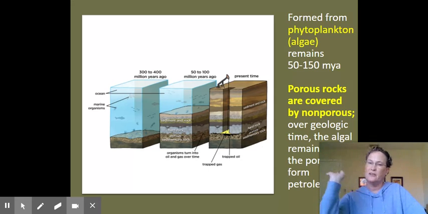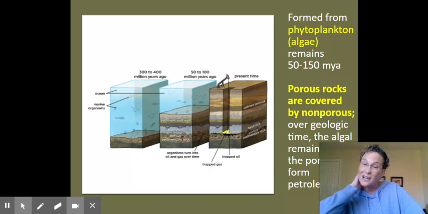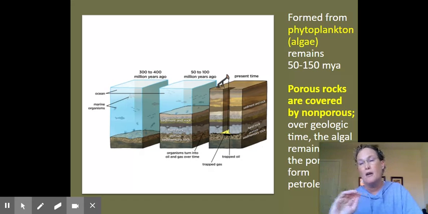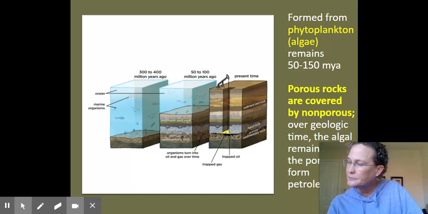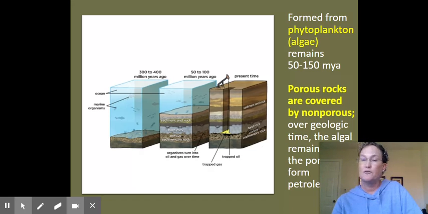And I just always say 300, 200 million years ago, a long time ago, hundreds of millions of years ago. No way we can use it in a sustainable way, especially at the rate that we're going. So its porous rocks are covered by non-porous rock. And over geological time, the algae or the algal remains fill in the pores and form petroleum.